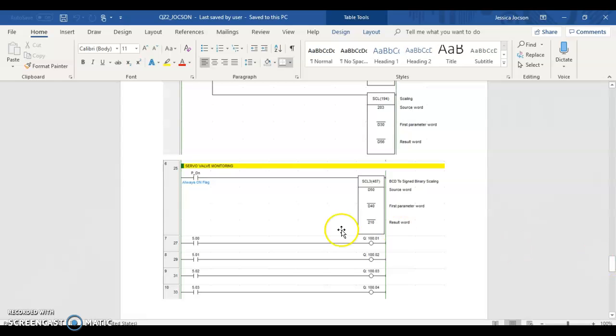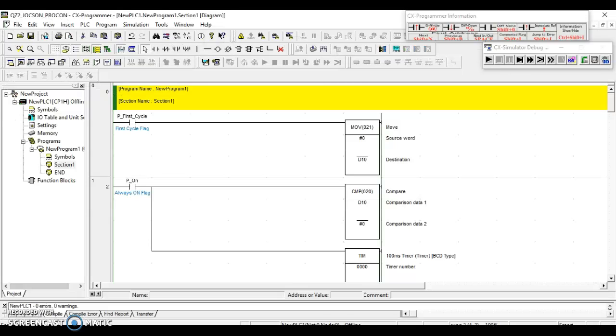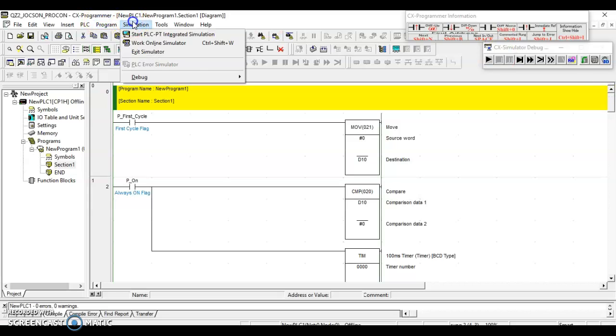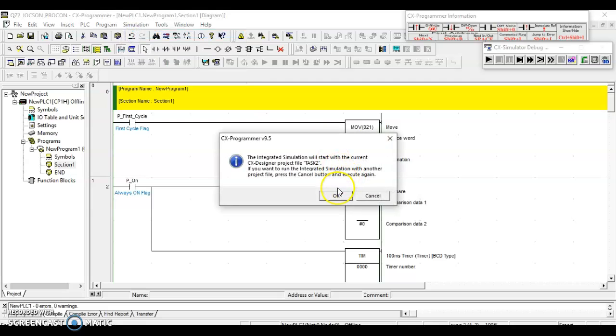This rung means this is the solenoid valve 1, solenoid valve 2, solenoid valve 3, and the pump. So these are the outputs connected to the PLC. So now we're going to simulate. Simulation, start PLC-PT integrated simulation.